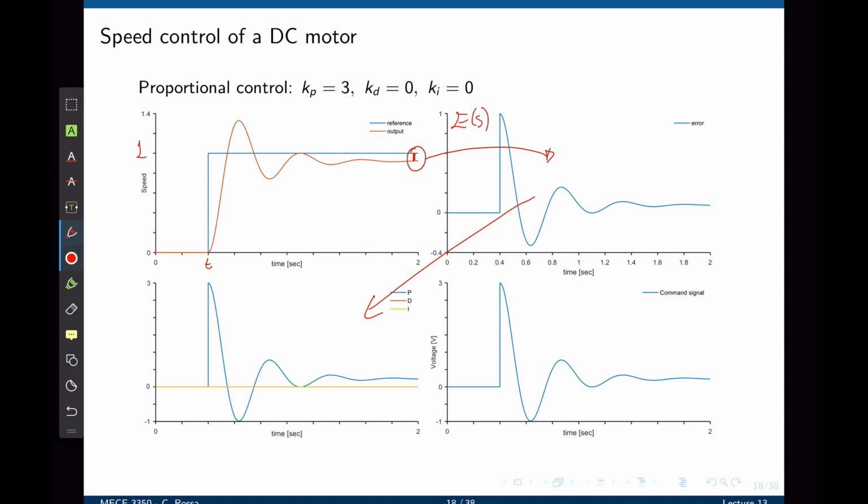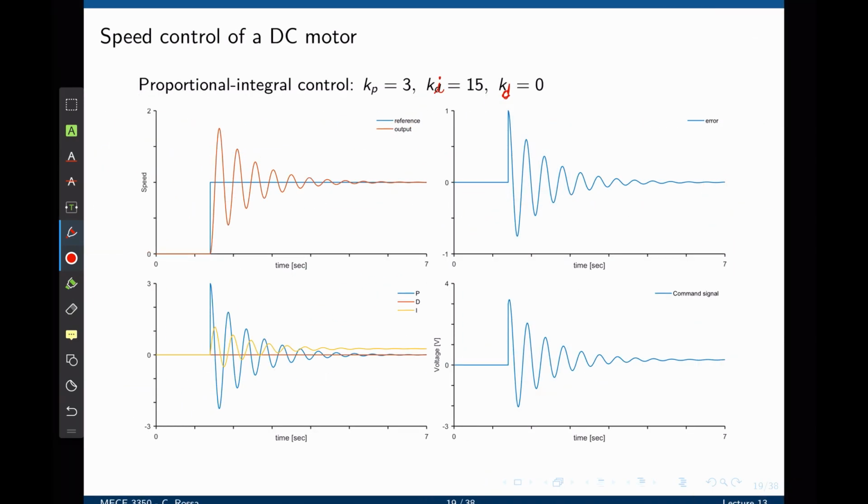How do we remove the steady state error? We can add the integral component. Now let's add the integral gain to eliminate the steady state error. The integral gain is 15, and the derivative gain is set to 0 in this case. Now we have again the desired input and the actual output. The difference is the error, and now we have 2 components. The first one is the error itself times Kp. This gives the blue curve.